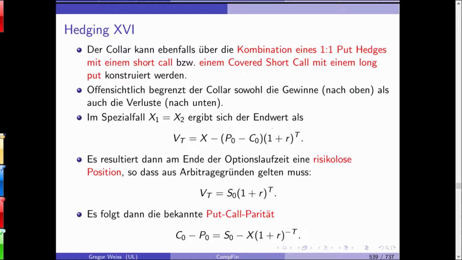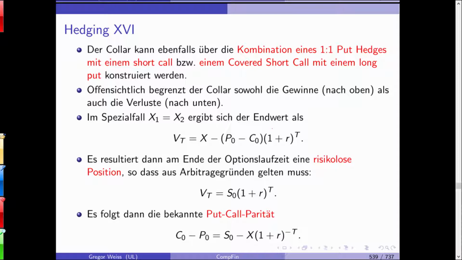And this then can be translated into the famous put-call parity. You can see that C0 minus P0 should be equal to S0 minus X discounted with (1 + r) over T periods. Meaning, if you have a call and a put on the same underlying, the put-call parity in theory tells you that you can easily calculate the price of a put if you have the call price or vice versa. So if C0, the call price, is known, the put price is also known.